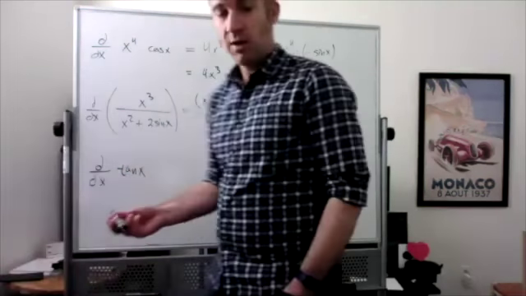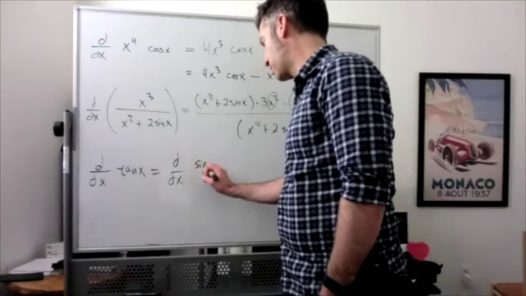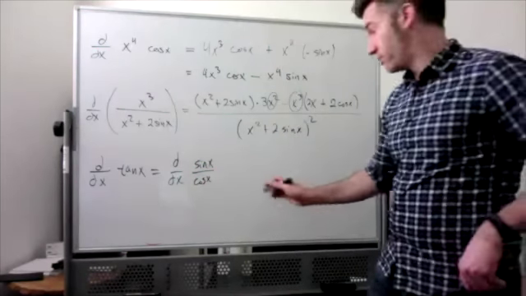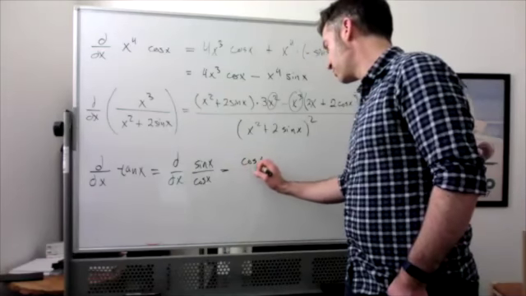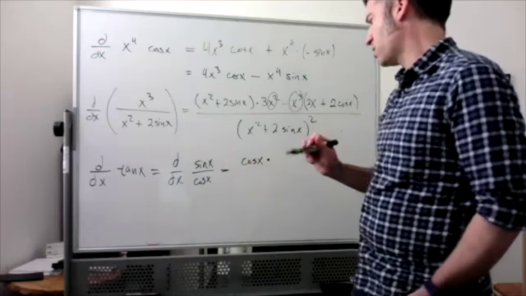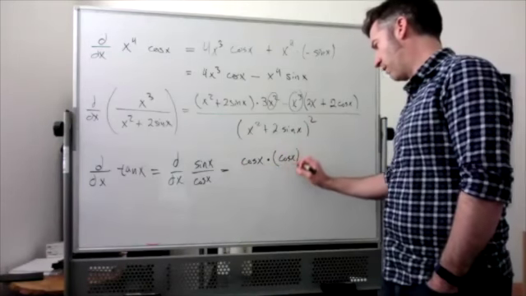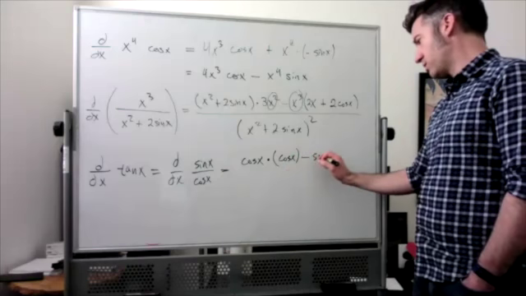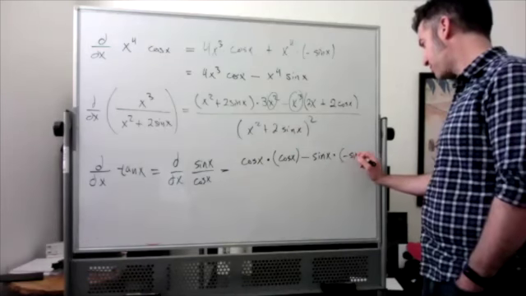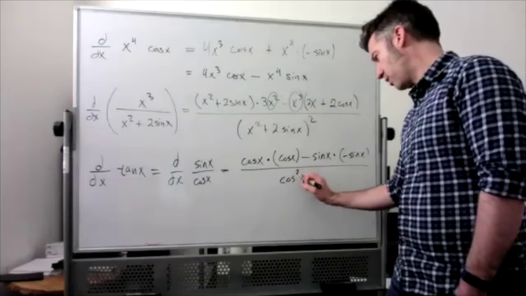Well, tangent we need to write as sine of x divided by cosine of x. And now we're going to use the quotient rule. So it's going to be the bottom times the derivative of the top. I feel like I've done something stupid here. No, I guess not. My brain is getting ahead of itself. Derivative of sine is cosine of x, minus the top, which is sine of x, times the derivative of the bottom, which is negative sine of x, all divided by the denominator squared, which is cosine squared x.